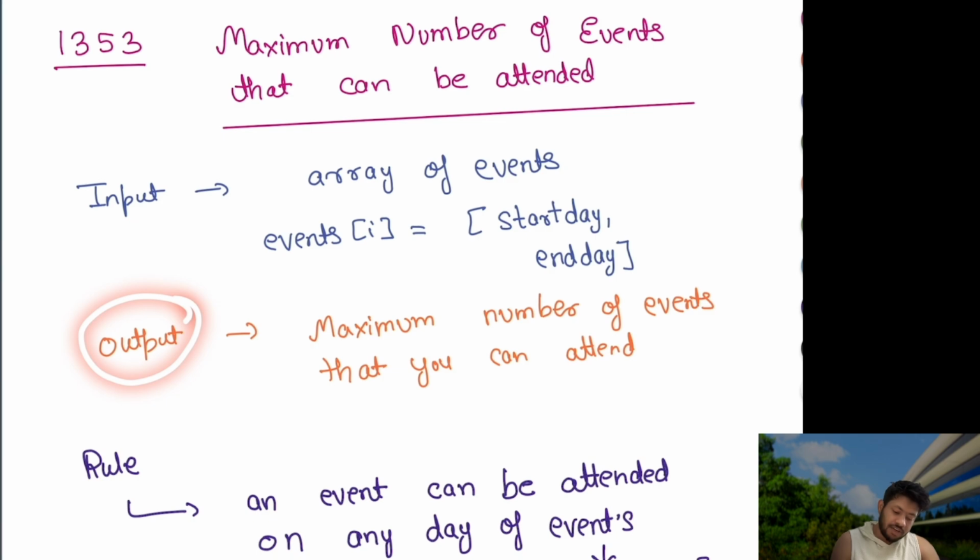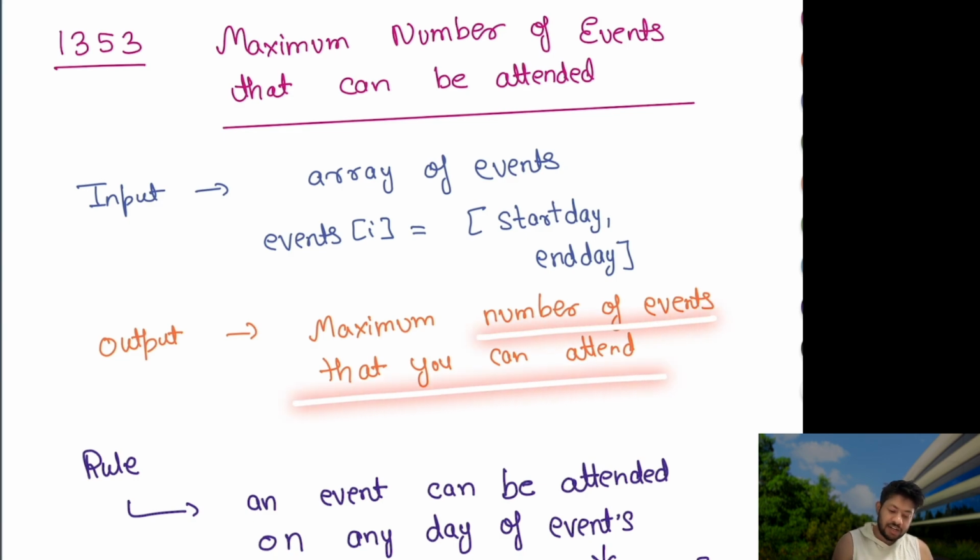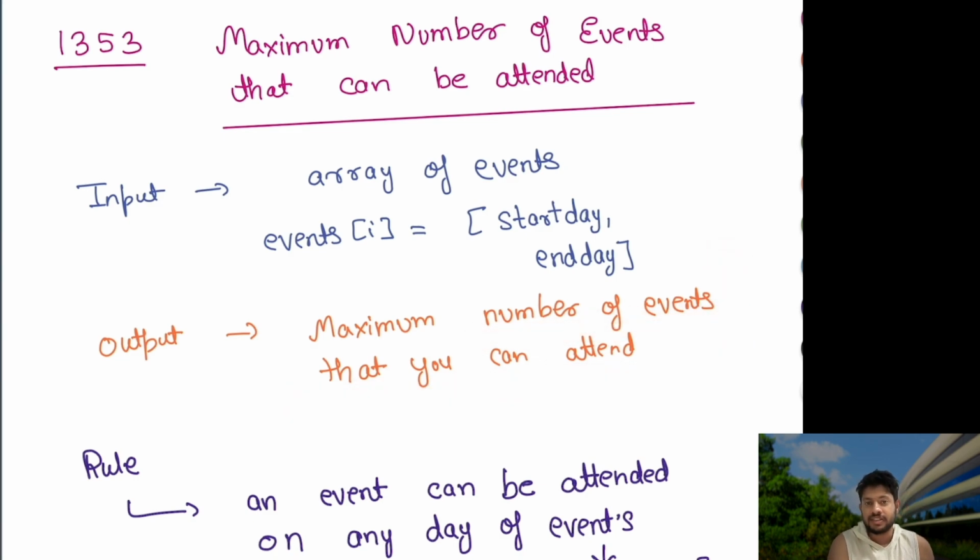The output we need to give is the maximum number of events that you can attend. So we need to try to attend the maximum number of events based on the event's start day and the end day. Now, when we say that the start day and end day of an event is given, it means that the event is happening from the given start day till the end day. For example, if the event is 1, 3, it means that the event is happening on day 1, day 2, day 3. These are the 3 days on which this event is happening. We need to try to attend the maximum number of events and return how many maximum events we can attend.